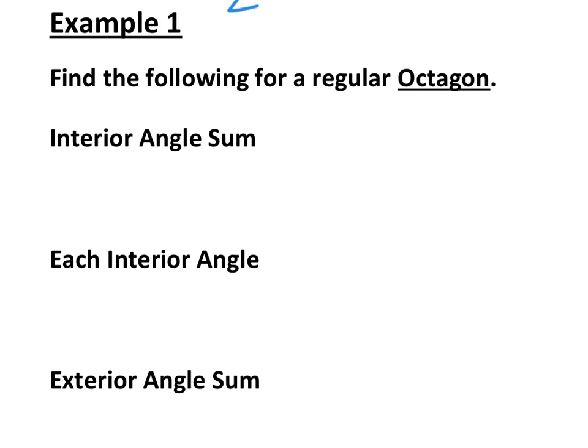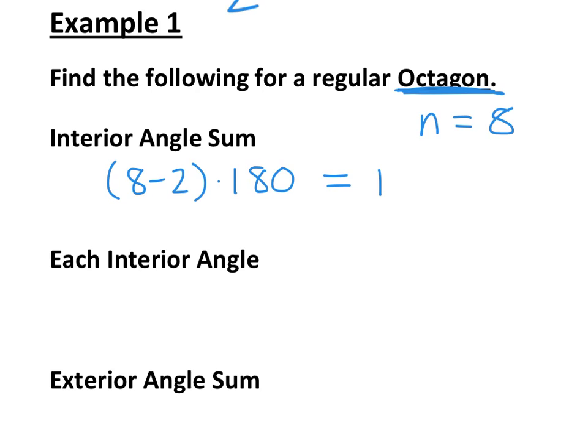Find the following for a regular octagon. So we want to find each of what we just put formulas to. So the first thing we should do, it tells us we have an octagon, let's determine what n is. An octagon has 8 sides, so n has to be 8. So for us to find our interior angle sum, we use the formula n minus 2 times 180. Plugging in 8 for n, we get 8 minus 2 times 180. 8 minus 2 is 6, and 6 times 180 is 1,080 degrees.